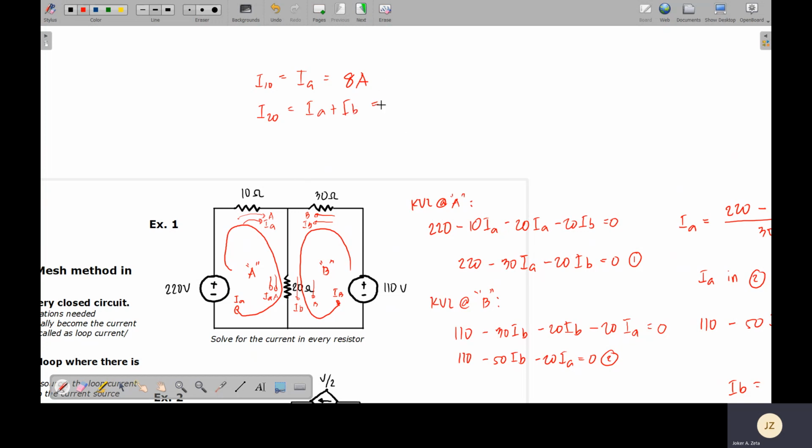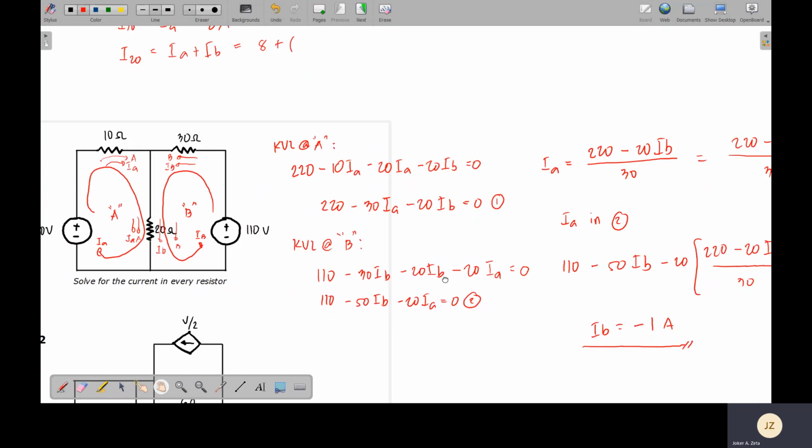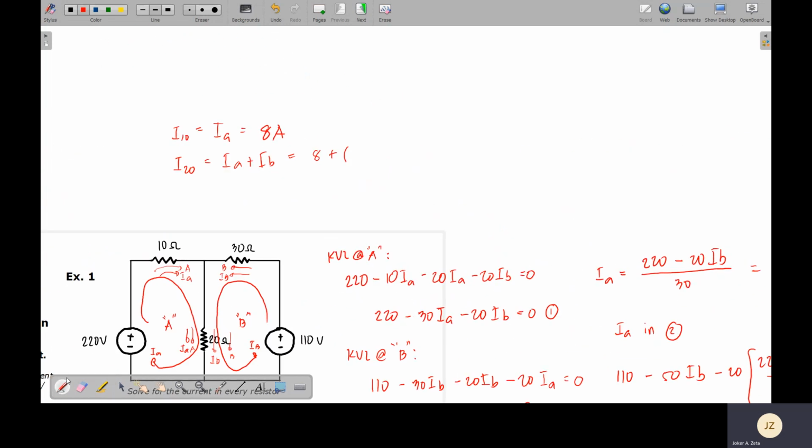Okay, so IA is 8 plus, take note, IB is -1. So you will have -1, or that is 7 amperes. So we have your current on the 10 ohm resistor, your current on the 20 ohm resistor, and lastly, the current on the 30 ohm resistor.